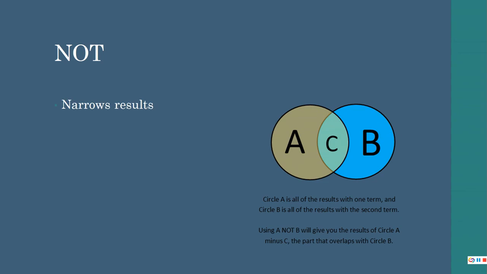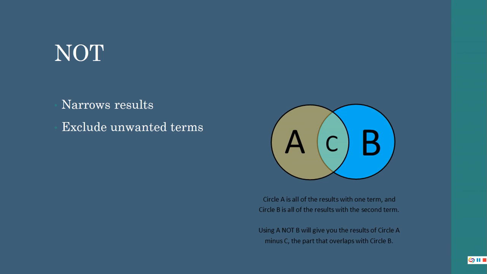Not acts like and by narrowing your results. You can use it to exclude terms that you do not want. Using our pet example, you could search dogs, not cats, to get results that do not include cat owners. You can use this to remove results for homonyms by using not with a term that would indicate the other usage of your term.